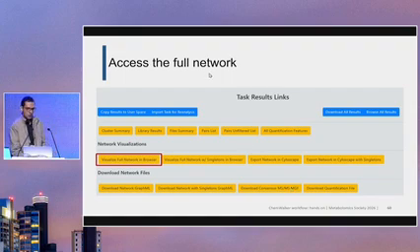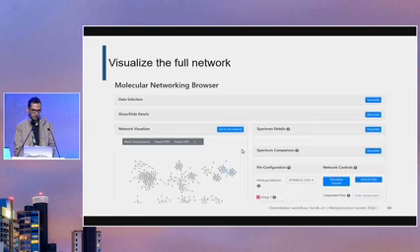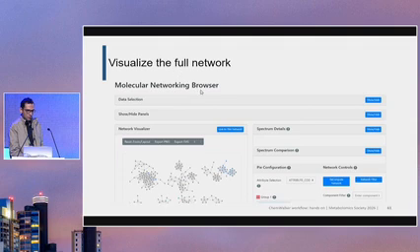On the results page, you can scroll down and find in the task result links the network visualizations, and click on visualize the full network in browser to access your full network. Then you can visualize the full network here, with some options for coloring the nodes and exploring the annotated nodes in the clusters.